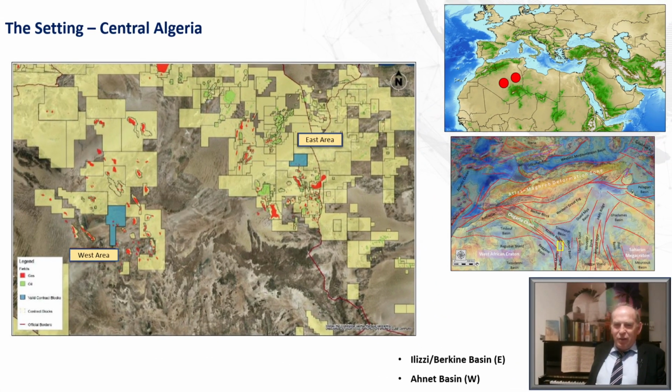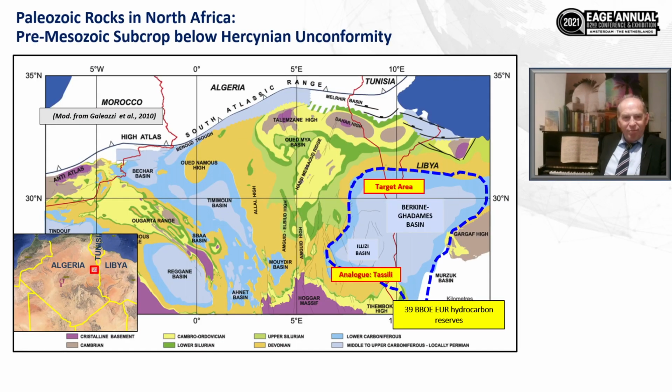General setting of the study area in central Algeria. In the west, the Ahnet Basin. In the east, the main area of study: the Ghadames-Berkine Basin, Illizi Basin, and Tassili outcrop area. A well-known map of the subcrop of the Palaeozoic below the Hercynian unconformity in North Africa. In the east, the Berkine-Ghadames Basin, subject of study, and south of this, the Tassili outcrop area, and the section in the next slide which illustrates this geological situation.